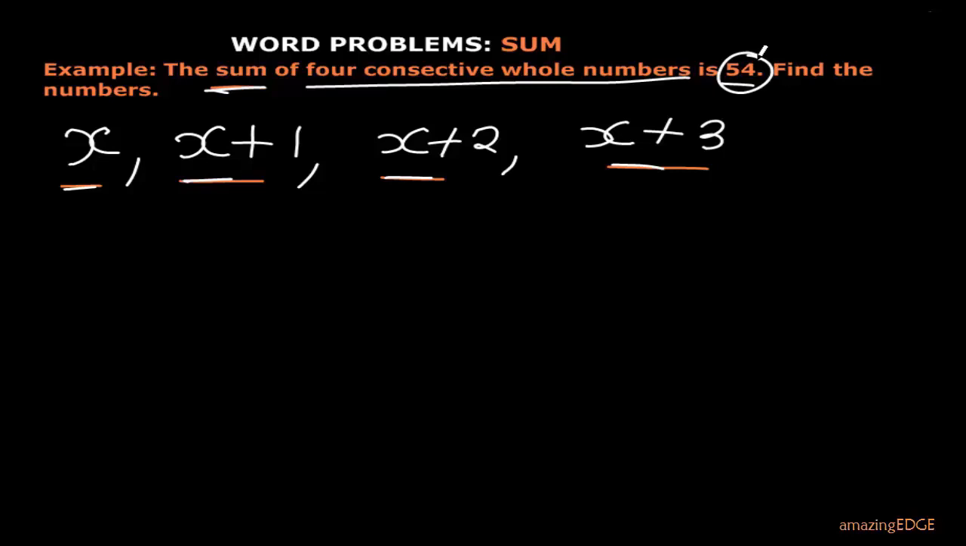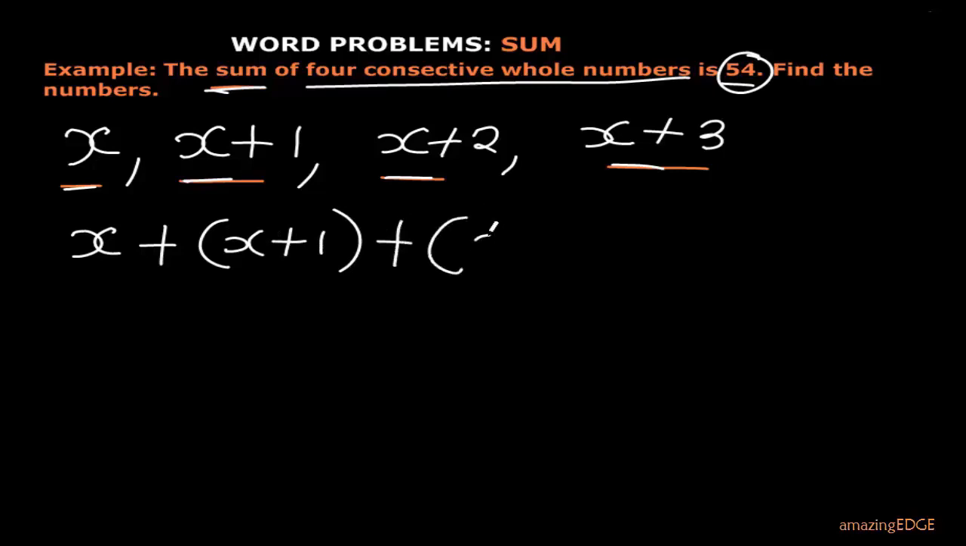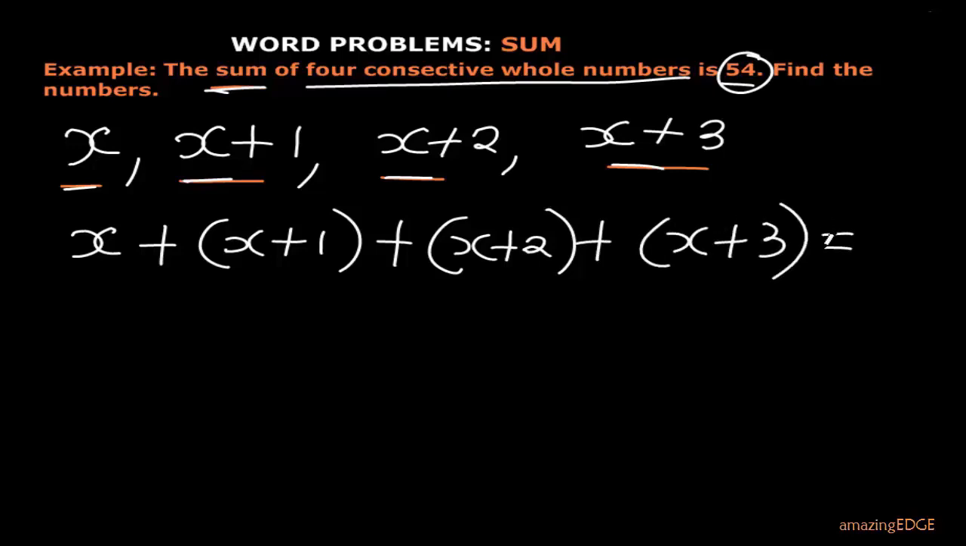So what it means, therefore, is that if you have x, you add it to this one, x plus 1. You add it to this one, x plus 2. You add it to x plus 3. So after the addition, you are going to get 54 according to the question. So all we need to do now is to just do the addition. Because we are doing addition, you collect like terms. The like terms are this x, x, x, x. So when you collect the unknowns, you're going to have x plus x plus x, there are 4 of them, plus x.